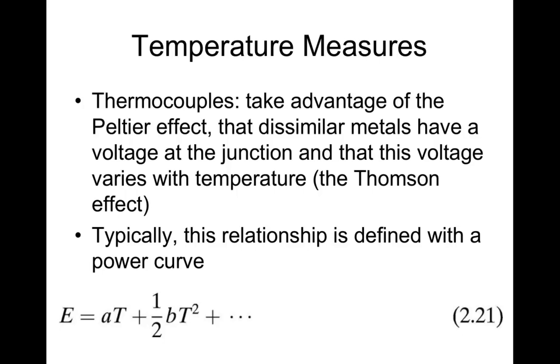So first, thinking about temperature measures, the most common kind of temperature measure is the thermocouple. And the thermocouple is designed to take advantage of the Peltier effect. The Peltier effect is that dissimilar metals have a voltage at the junction. And then they're also designed to take advantage of the Thomson effect, which says that this junction voltage varies with temperature. Now, usually this relationship is defined by a power curve. So this is the voltage, and here it is as a function of temperature with constants A and B and so on.